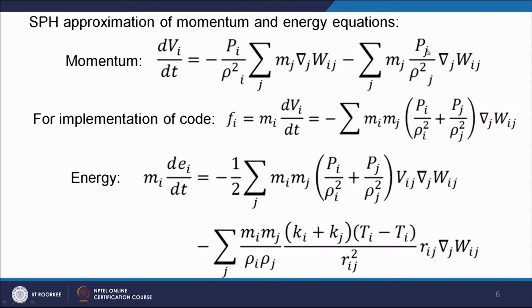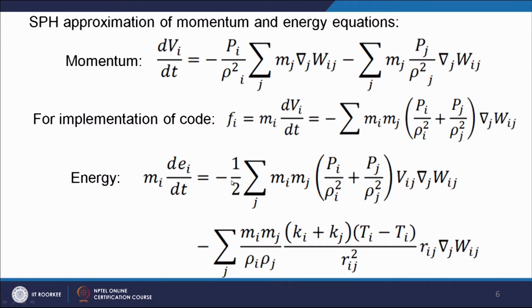Okay. Now, for finding out your next position values, we have to find out the force. So, this Fi is nothing but mi into dvi by dt. dvi by dt I have already found out over here. So, Fi will become the summation of mi mj and then within bracket pi by rho i square plus pj by rho j square, and the sole derivative will be remaining on W.